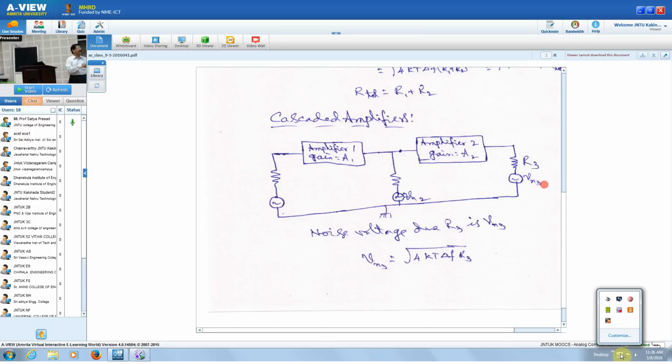Now we have here Vn3 by R3, and here R2 is the resistor that is present. Therefore, what will be the effect at this point? R2 plus the effective resistance of R3 is reflected at the input point.